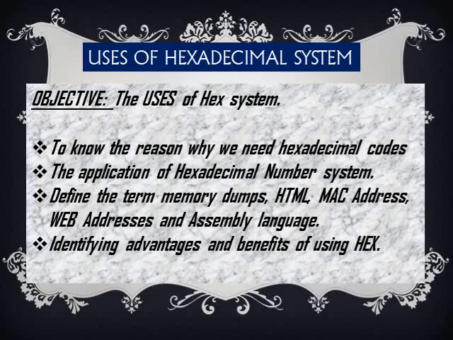The lesson objectives are: 1. To know the reasons for using hexadecimal numbers in the computer system. 2. To outline several applications of hexadecimal numbers. 3. To define the terms memory dumps, HTML, MAC address, web addresses and assembly language. 4. To describe the advantages of using hexadecimal numbers in the computer system and architecture.